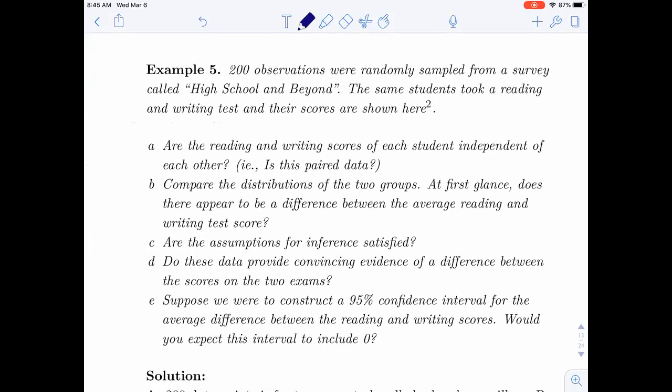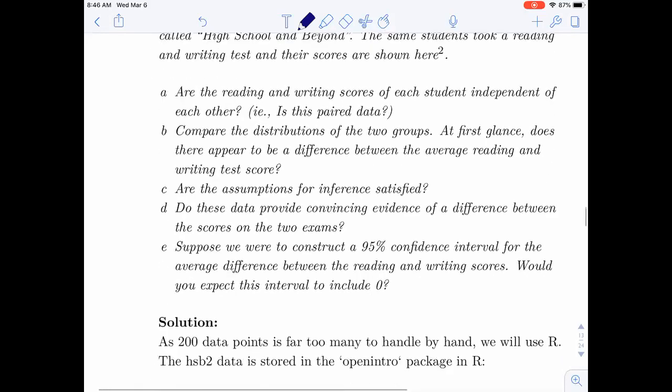So what we do is we say, well, because we've taken 2 measurements on the same student, right, then these observations or these 2 samples are not independent of each other, making them paired, right? They're paired on the student.